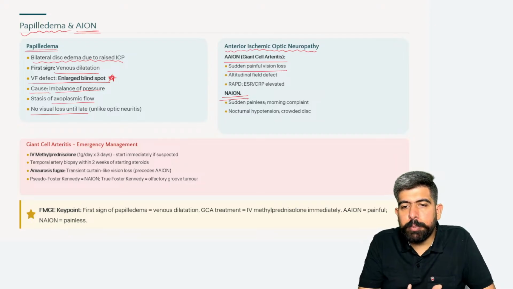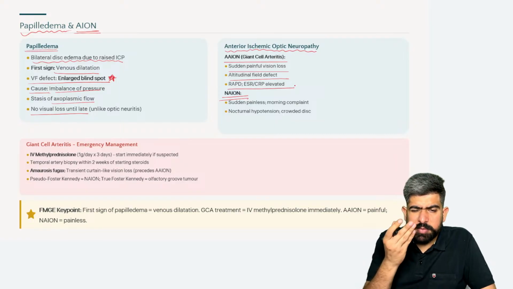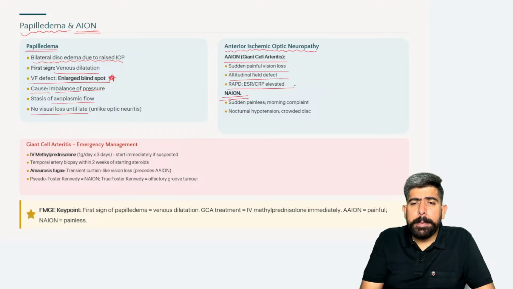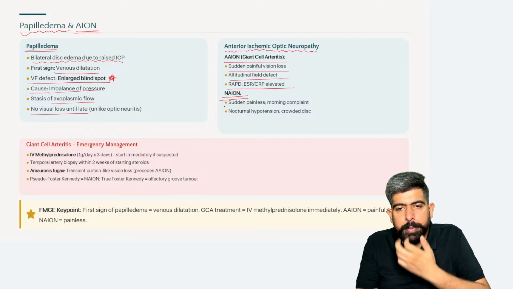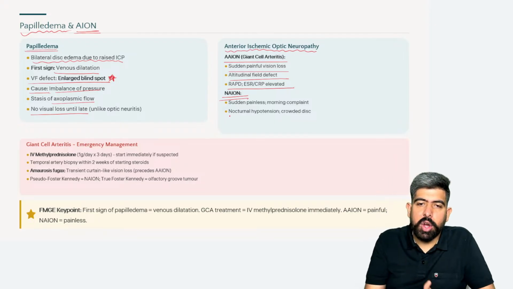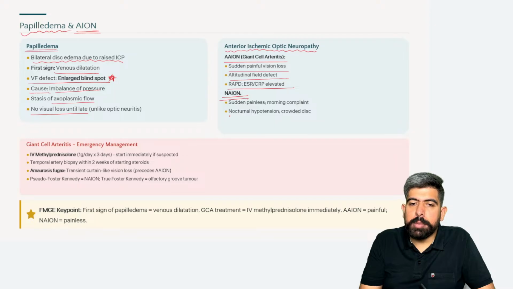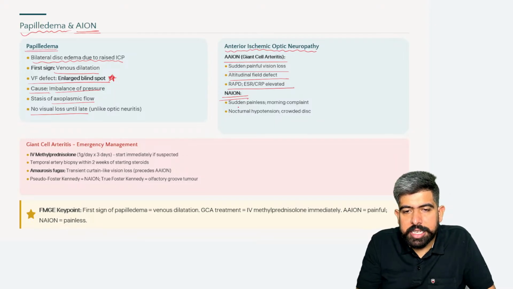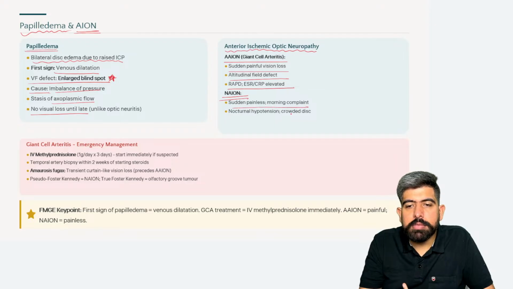There is a sudden painful loss of vision, and the patient has an attenuated field defect and a relative afferent pathway defect, and the ESR and the CRP will be elevated in giant cell arteritis. But if we're talking about non-arteritic ischemic optic neuropathy, in this there is a sudden painless loss of vision, which is the morning complaint.